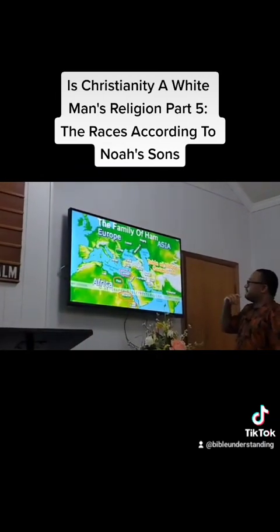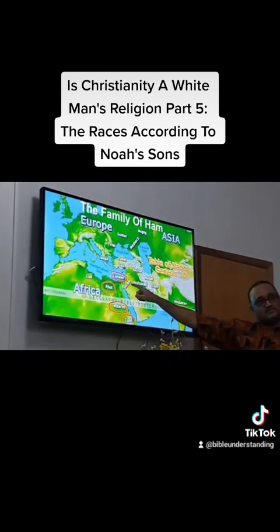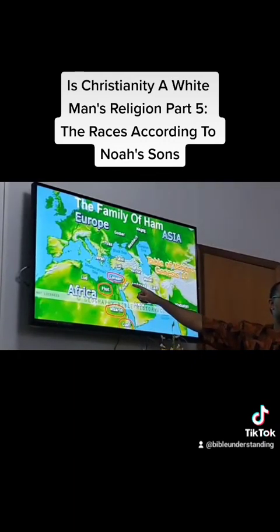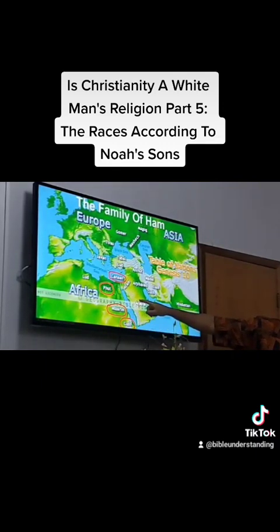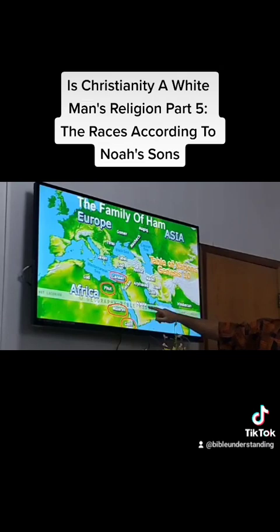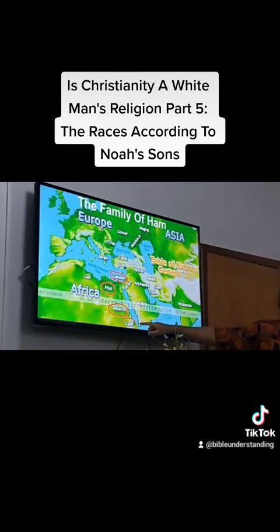Here's the family of Ham. Here's his 4 sons. He had what? Canaan. That ain't y'all. That's not us. Phut. Mizraim. Mizraim is another name for Egypt. And Cush, which was the kingdom of Cush, also known as the Nubians. Where did they go? To the land of the blacks.